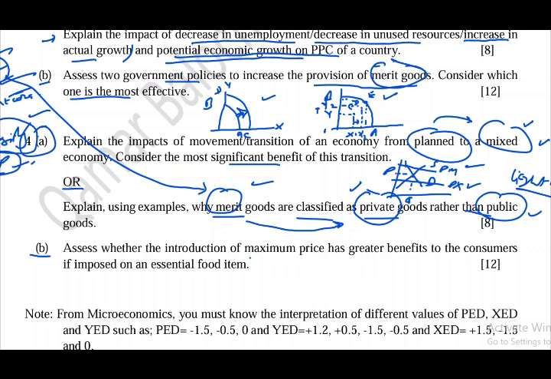Assess whether the introduction of a maximum price has greater benefits to the consumers if imposed on an essential food item. So you will have to explain what a maximum price is and how a maximum price benefits consumers if it is imposed on an essential food item. You can make the diagram as well. For example, this is the diagram. This is the normal demand curve, this is the normal supply curve. Equilibrium takes place at E, where the equilibrium quantity of basic food items is Q and the price is P.